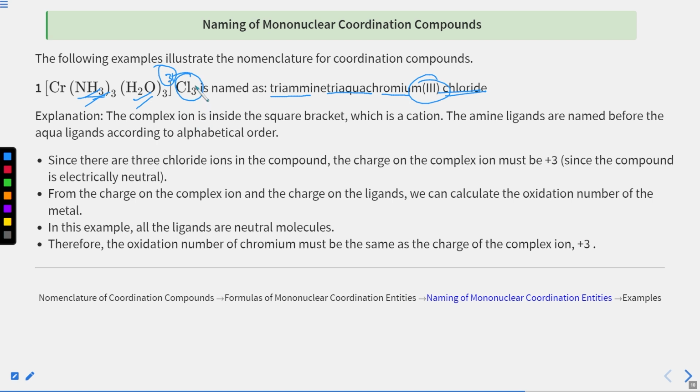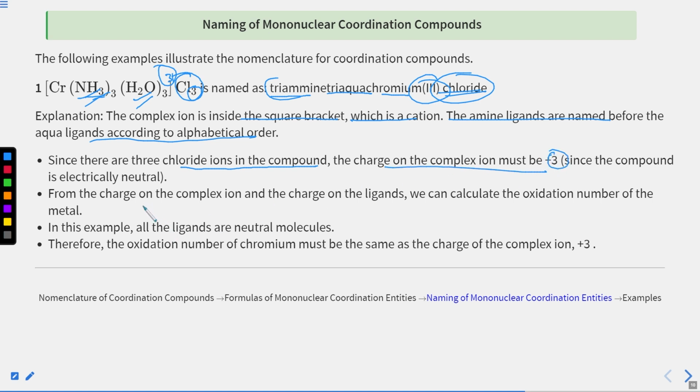See students, we do not have to mention this 3 in this chloride name. Okay, so this can be calculated once we are given the name of the complex entity. So the same thing is written here, that the complex ion is inside the square bracket, which is a cation. The amine ligands are named before the aqua ligand according to alphabetic order. So there are 3 chloride ions in the compound. Therefore, the charge on the complex might be +3.